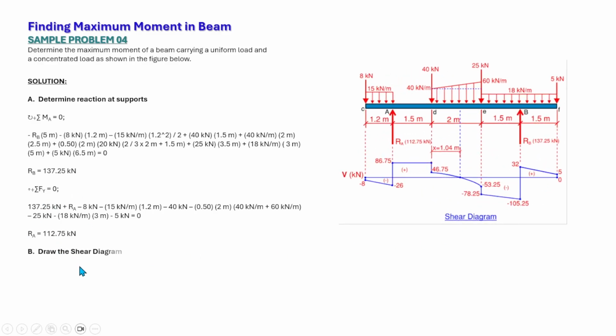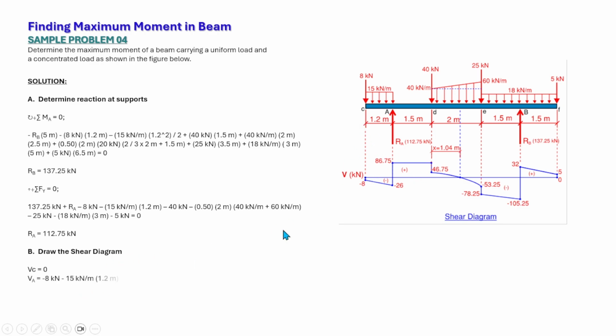So we can now start to draw the shear diagram. To draw the shear diagram, at point C, shear is 0. Then we have a dropping load of 8 kilonewtons. So we have to drop to negative 8 at this point, just to the right of point C.